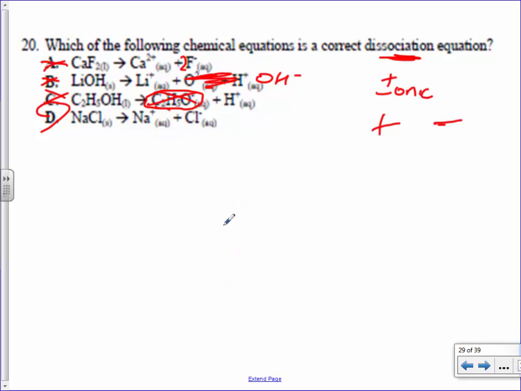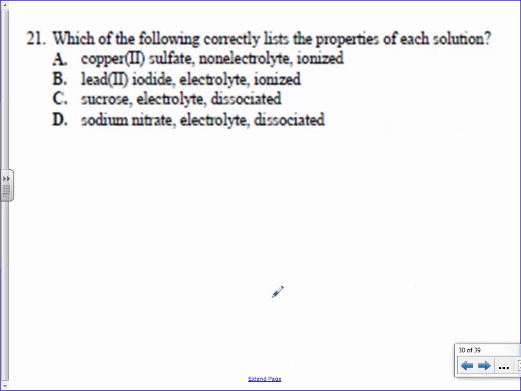That make sense? All right. Kind of similar question. We got to walk through all four of these and make sure that it fits. We want to check these properties.